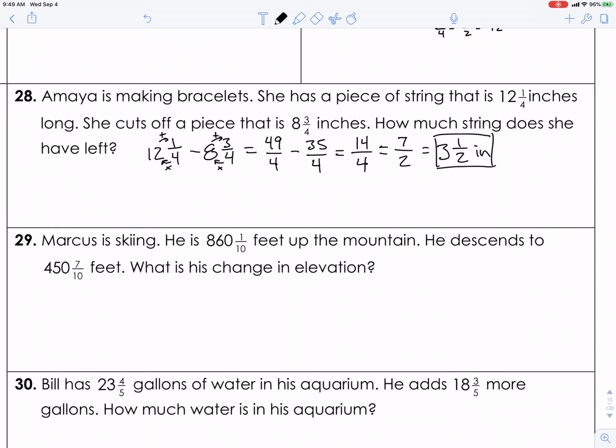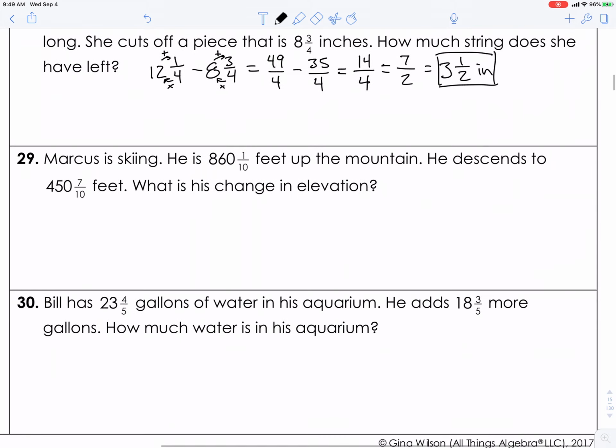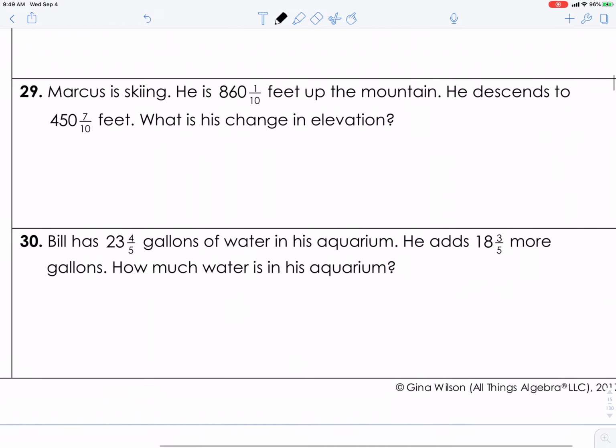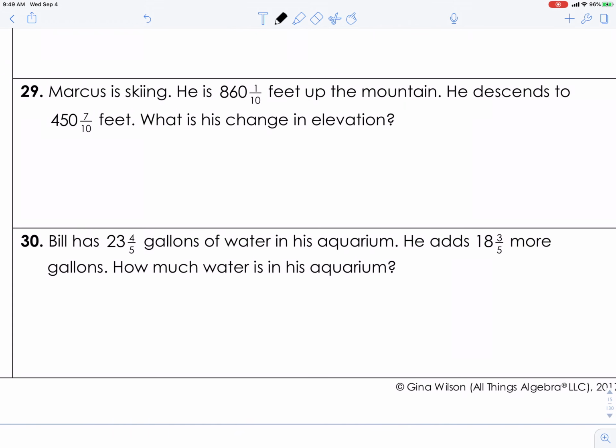29 looks a little difficult, but let's try it anyway. Marcus is skiing. He is 860 1/10 feet up the mountain. He descends to 450 7/10 feet. What is his change in elevation? Well, he was at 860 1/10 feet. He went down. If he went down, did he add or subtract elevation? He subtracted elevation, so it's minus 450 7/10. This problem is not as difficult as you might think it is.